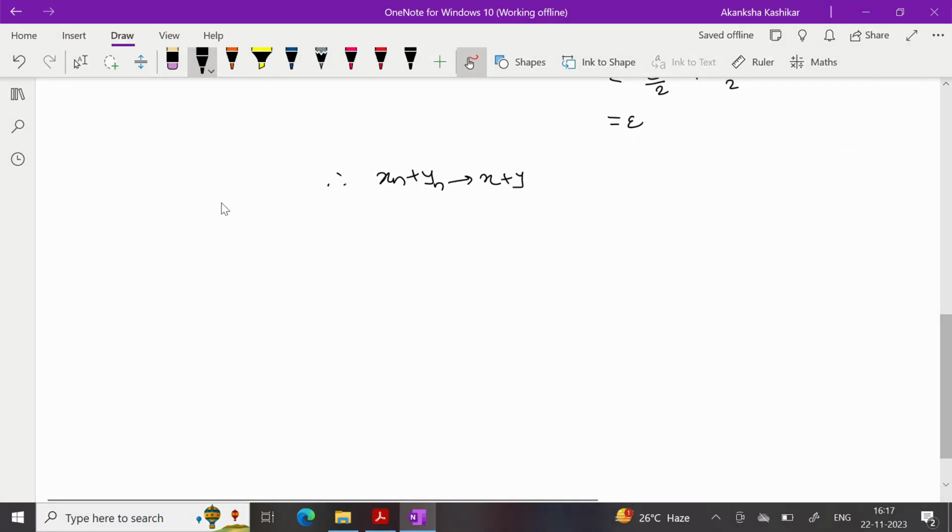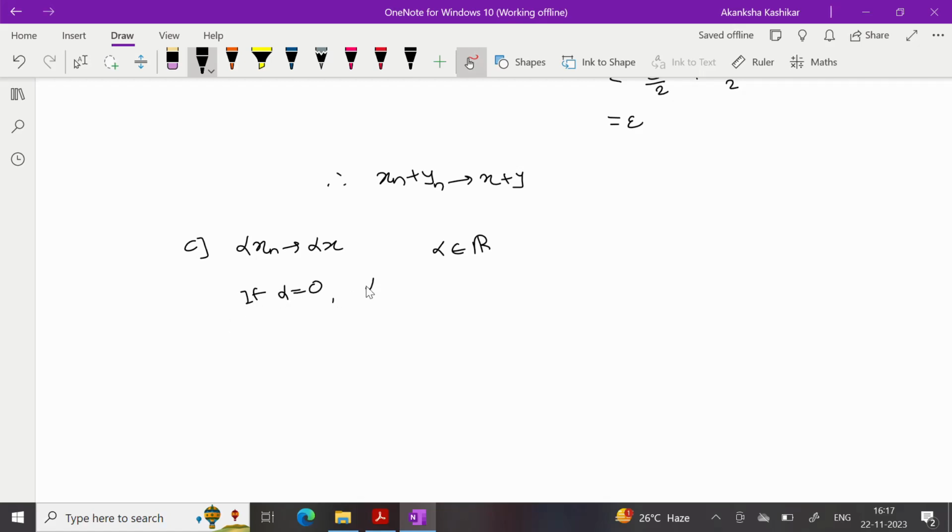In part C, I have to show that if xn converges to x, then alpha xn converges to alpha x, where alpha is any real number. If alpha is 0, then my sequence becomes a constant sequence. So if alpha is equal to 0, then alpha xn is simply 0, and of course it will converge to 0, which could be written as alpha x. So the result is true when alpha is equal to 0. Hence we have to consider only the case alpha not equal to 0.